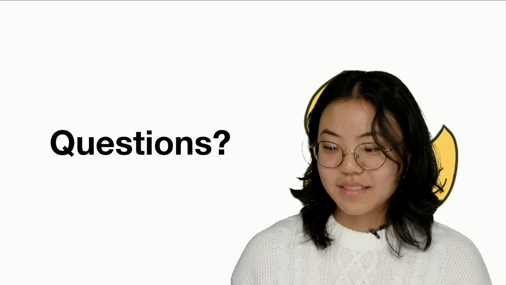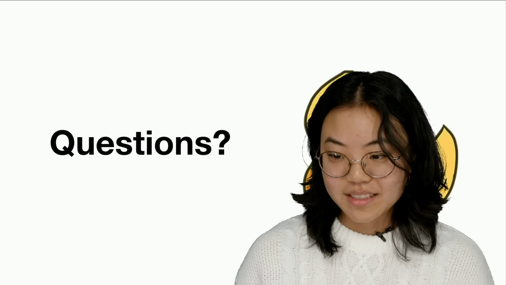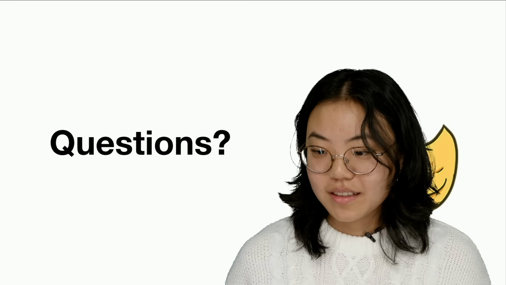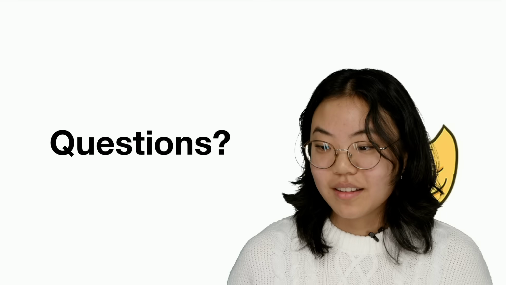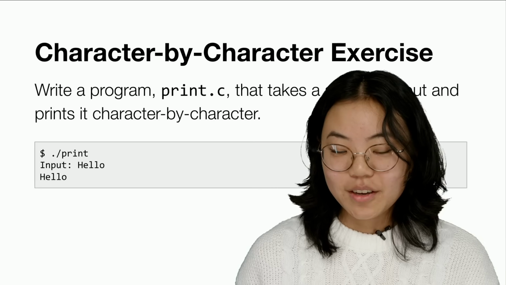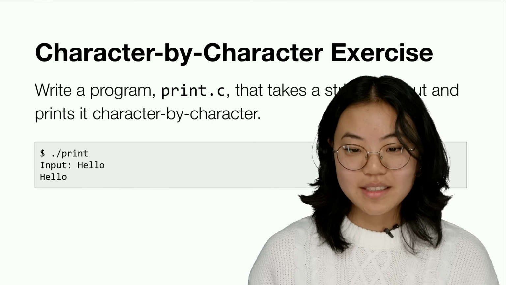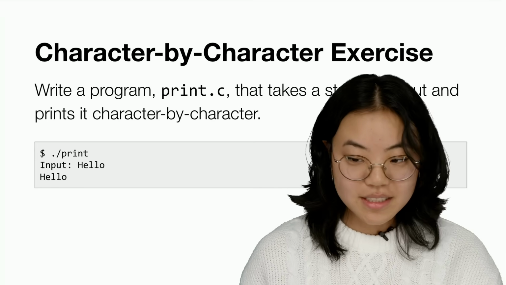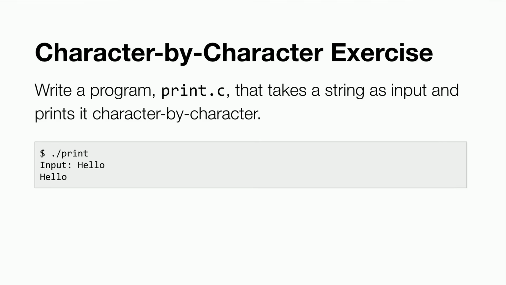Okay. All right, so we're going to put this into practice a little bit. It is NUL, yes, NUL, I believe. Yeah, great question. Okay, so we're going to start out with this exercise. If you're watching this asynchronously, I encourage you to pause here and give this a try for yourself. But we're going to walk through this. So this exercise, character by character, we want to write a program called print.c that takes a string as input from the user and then prints it character by character.